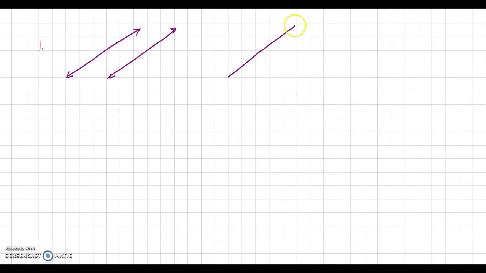If one goes up, in order for it to intersect at 90 degrees, the other one has to go down. Remember, if a line goes up to the right, it has a positive slope. If a line goes down to the right, it has a negative slope. So when you're talking about perpendicular lines, one's going to have a positive, one's going to have a negative slope.